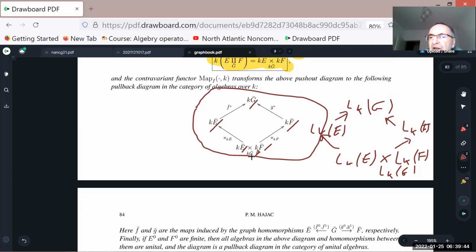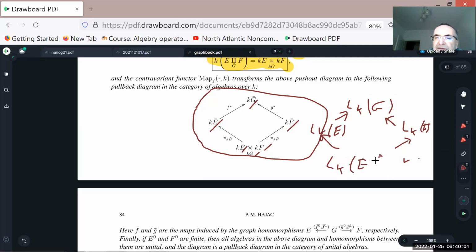That's not what I meant. This would be a tautology. So here's the result. What I must put in here is the Leavitt path algebra of the push-out graph. So E G F.